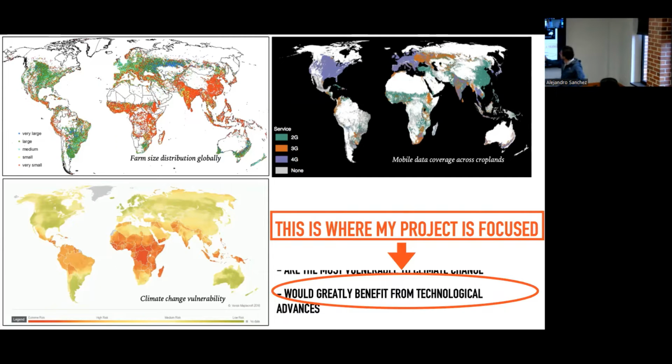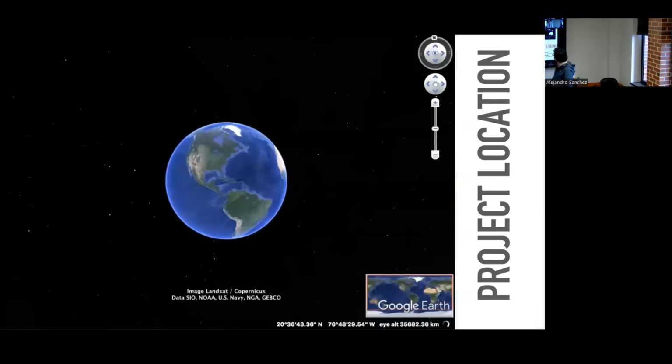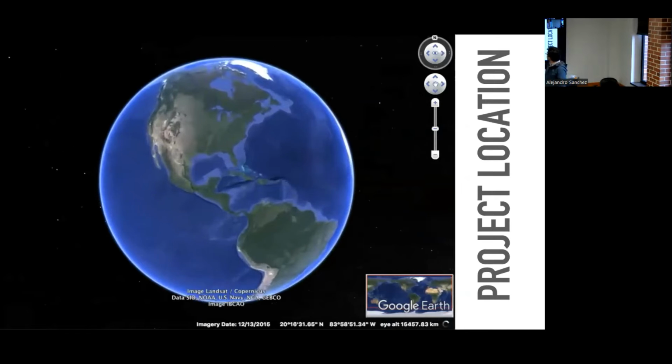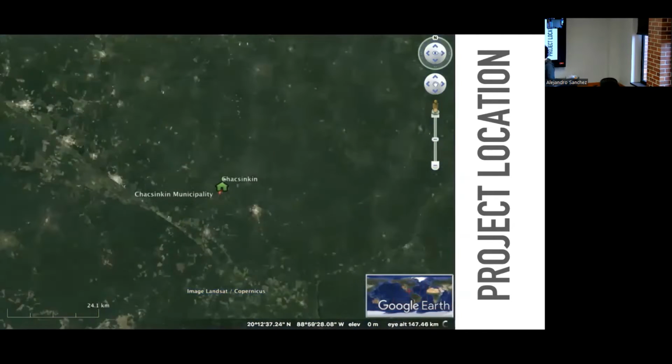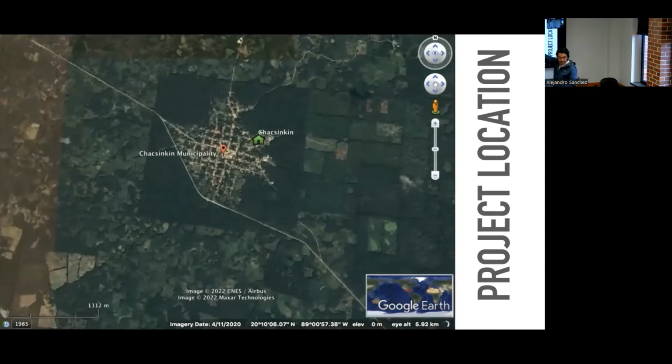And this is where my project focuses: all those technological advances that could help smallholder farmers in the Global South. Okay, so this is the location of my project. Here we go, in the middle of the Yucatán Peninsula. It's a tiny, tiny village that is having a lot of impact in the region.